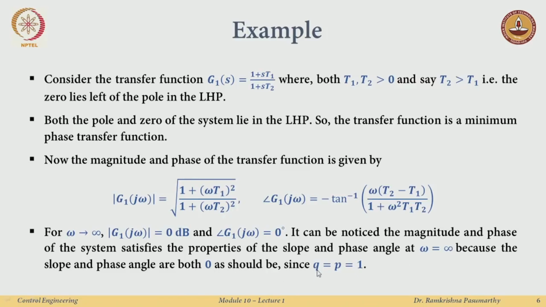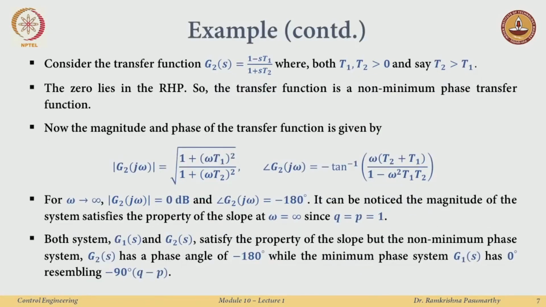Both are 0 because q and p both are equal to 1. Now, as a contrast, just take another example where I have a 0 in the right half plane. The system is still stable, by the way. So, G2(s) is (1 minus sT1) over (1 plus sT2), with T1, T2 again greater than 0 and T2 being greater than T1. The 0 lies in the right half plane. So, the transfer function as per our definition is a non-minimum phase transfer function.